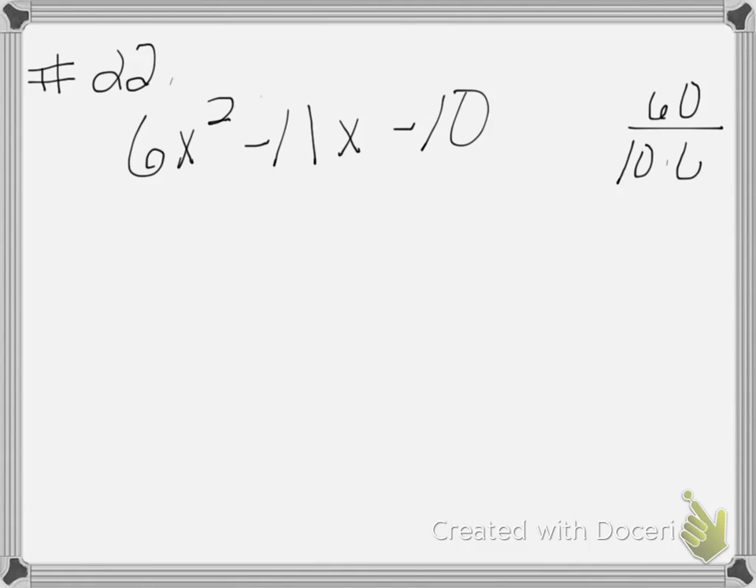10 times 6 is 60, but 10 minus 6 is 4. That doesn't work. 12 times 5 is 60, but 12 minus 5 is 7. That doesn't work. 14 doesn't go.